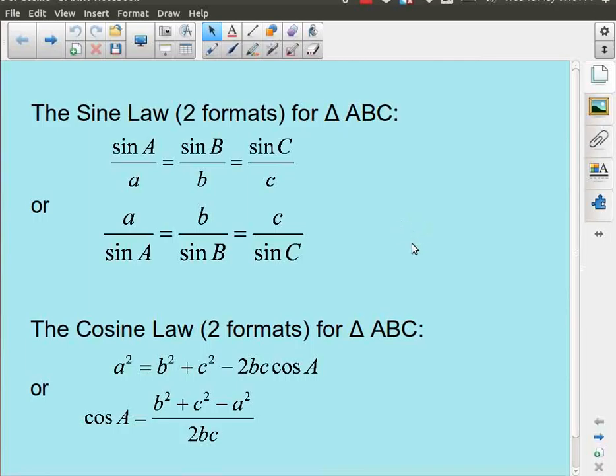For this lesson, we're going to be looking at both the sine law and cosine law together. And in particular, we're going to be talking about how do I choose between which of those I should use.